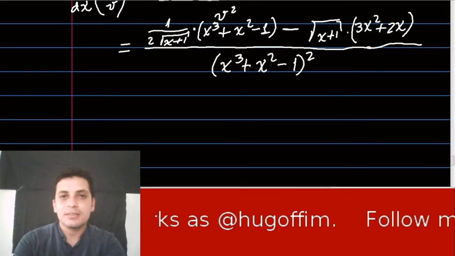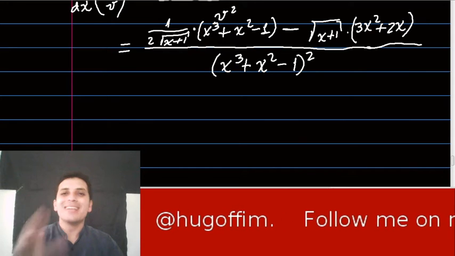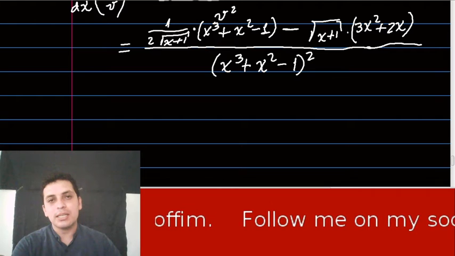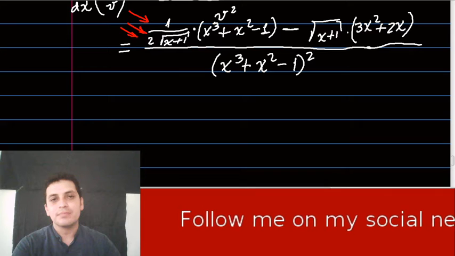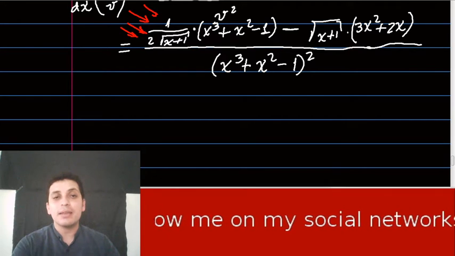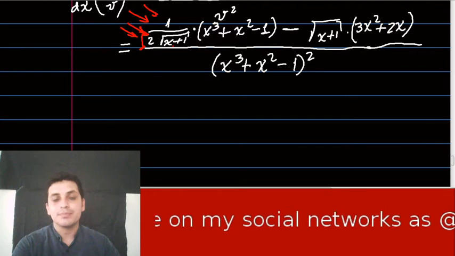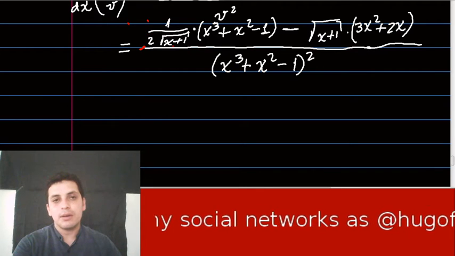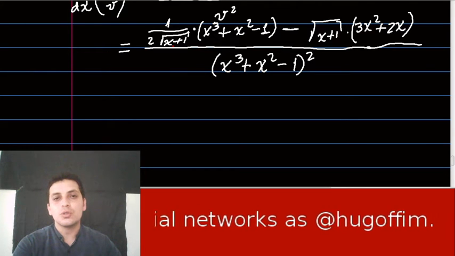Got it? So now you will see, okay, this is kind of many stuff. How could I simplify this expression? So usually when you have this type of expression that has a fraction here, you can see the fraction here, so what we're going to do is to multiply all the expression by the denominator. So we're going to multiply by this factor, 2 times root of x plus 1. So what happens if I multiply this term by 2 root of x plus 1?